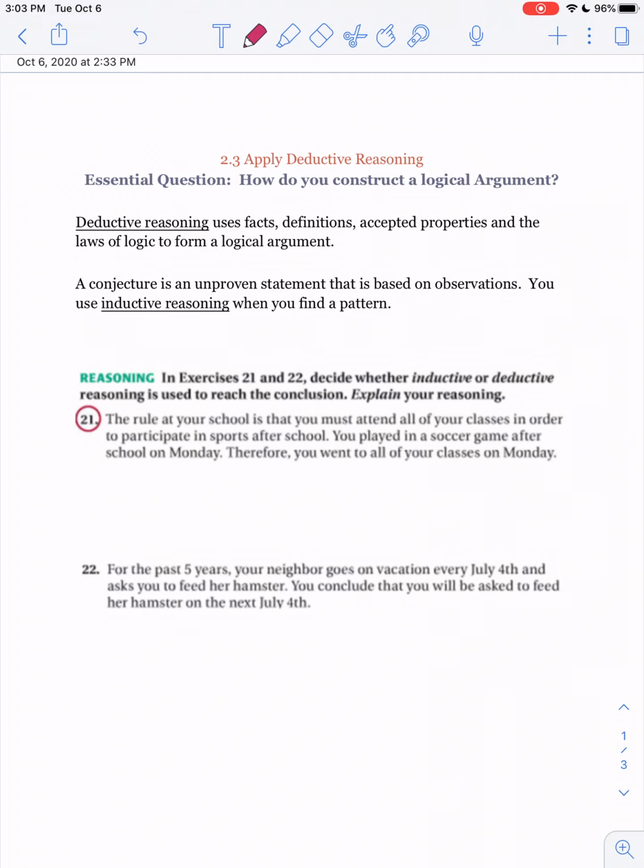This is Honors Geometry, Lesson 2.3, Deductive Reasoning. Deductive reasoning uses facts, definitions, accepted properties, and laws of logic to form a logical argument. We've been using inductive reasoning, which is based on observation, and we were looking for a pattern.